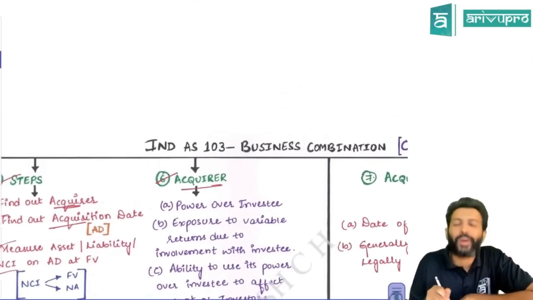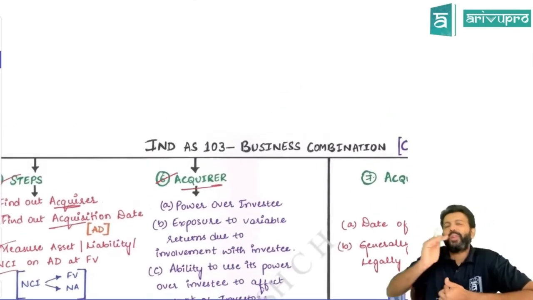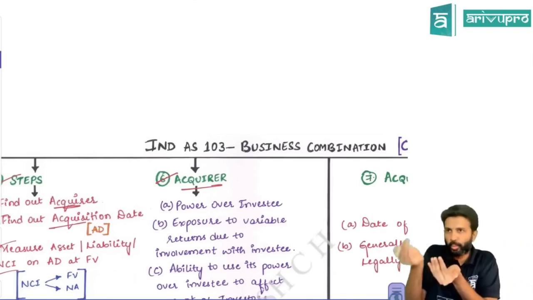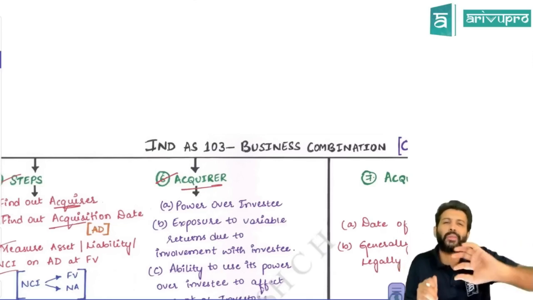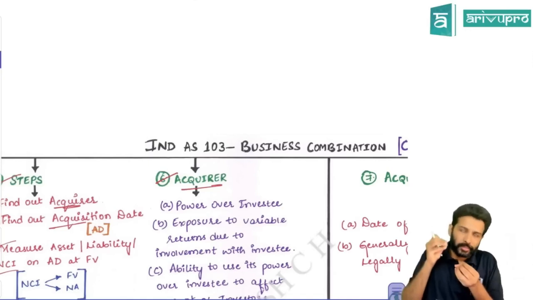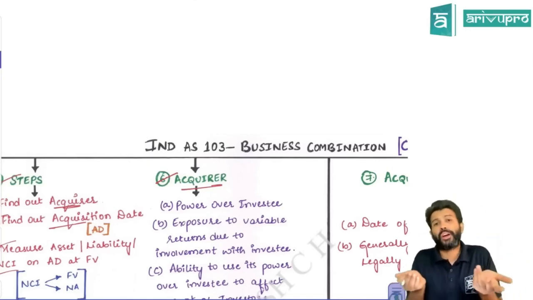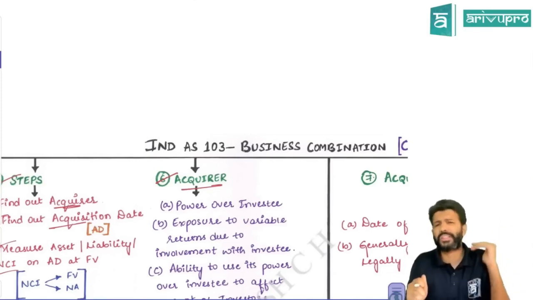Okay, next is acquirer. Who is the acquirer? Acquirer is the one who has control over the other company, the parent basically, because the moment you get control, you don't call it acquirer, we call it parent, right? So for you to be an acquirer, you should have control over the other company. So how do you say you have control? You have to go back to the control definition, which we have already seen.